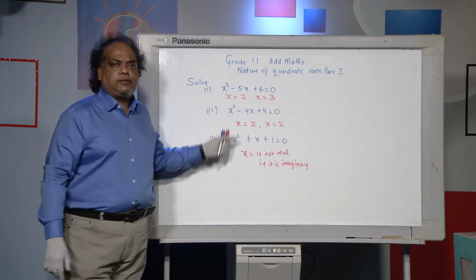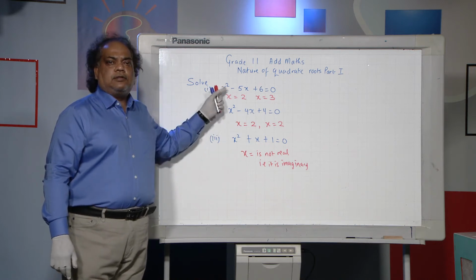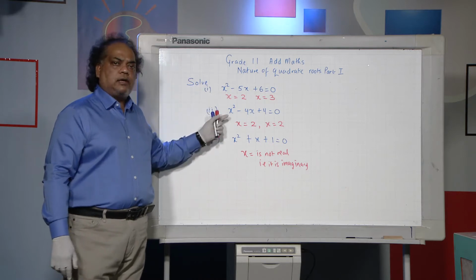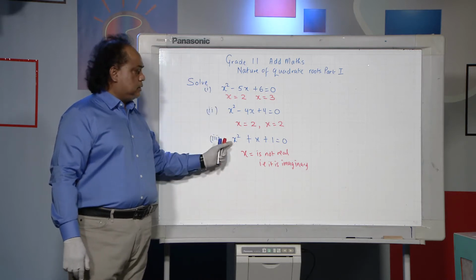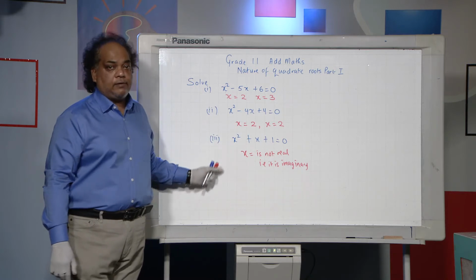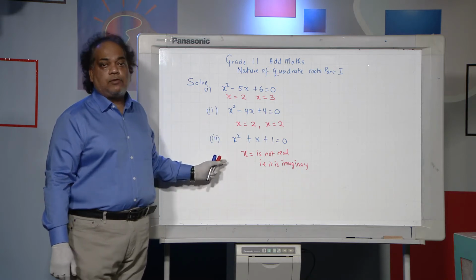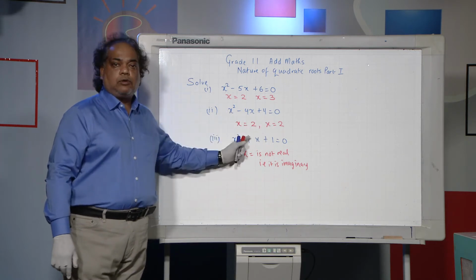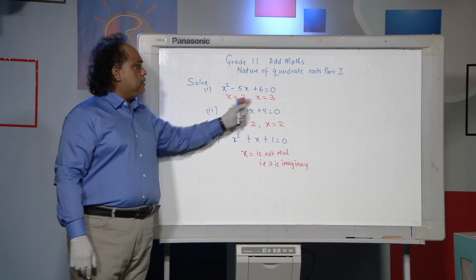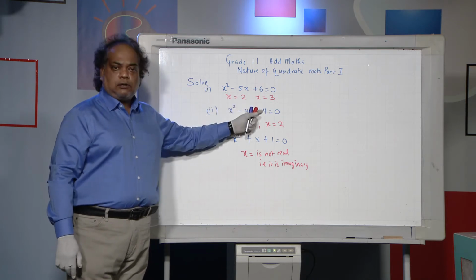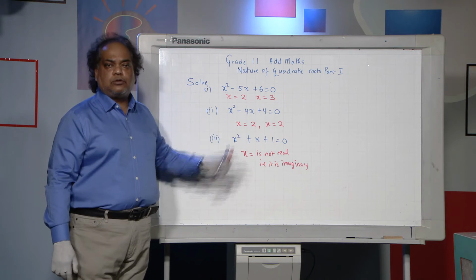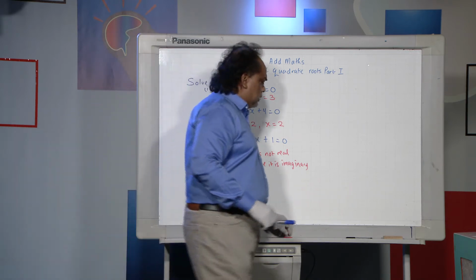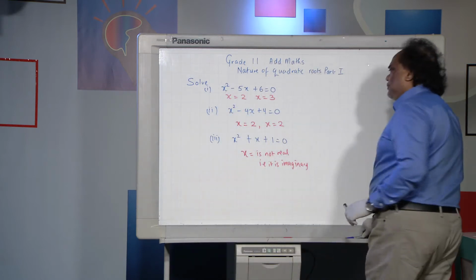Could we have predicted these roots? Can we know beforehand that this equation will not have a real root, that this equation will have two equal and real roots, and this will have two real but distinct or different roots? Yes, we can. But before we reach that stage, let's see what happened to the graph.